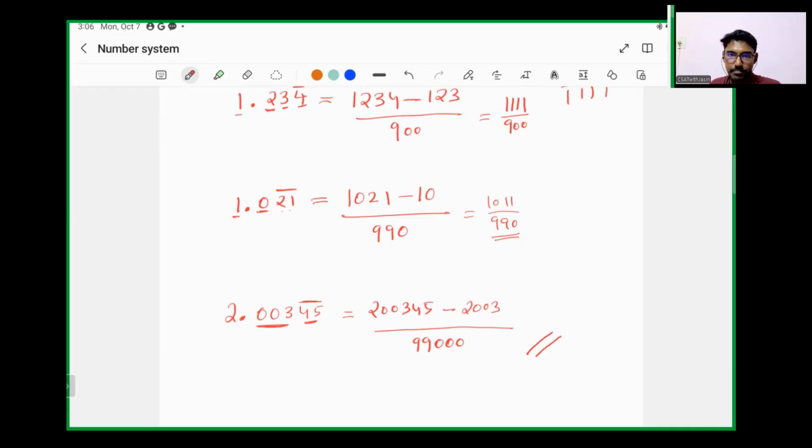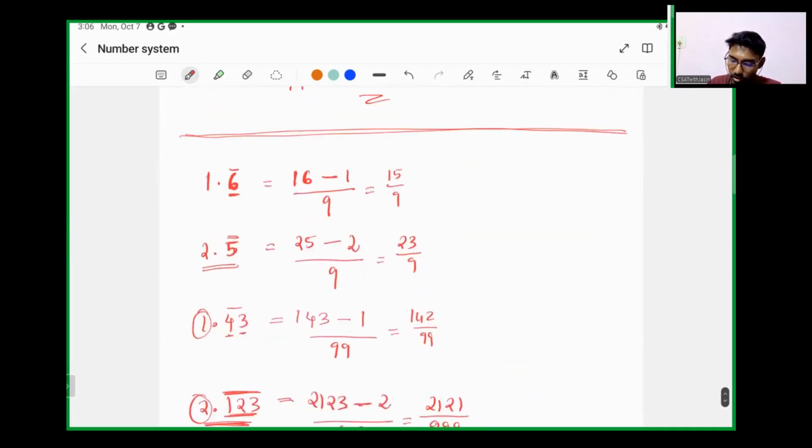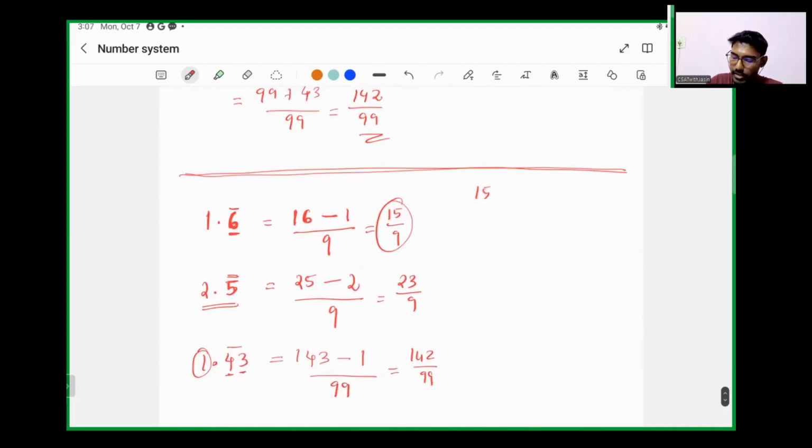So this is easy. You can find the answer in like below 10 seconds. And one thing that you need to remember here is that in the first question, we got 15 by 9, right? If you can cancel in the numerator and denominator, you do that and make it into a lowest fraction, because if you see the options, 15 by 9 may not be in the options. Why? Because 15 and 9 have 3 common, right? You can cancel by 3 in both numerator and denominator.